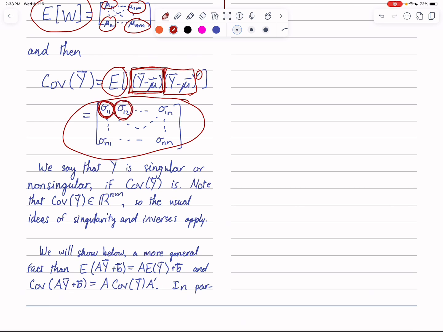If you look at sigma 1,1, and you think about this row vector, the first component is basically going to be y1 minus mu1, and then you're going to be multiplying that times the first column of this vector, which is again going to be y1 minus mu1, and this expected value is what's going to go here in this coordinate. But that is nothing other than your training in mathematical statistics. This is the same thing as the variance of y1, which we agreed we were going to denote by sigma 1,1.